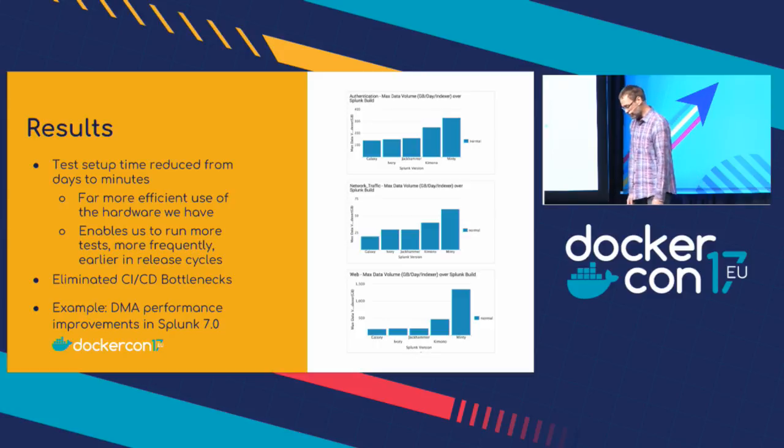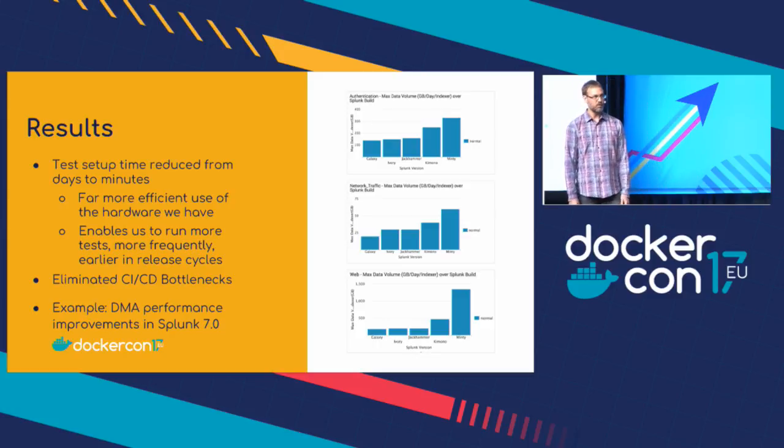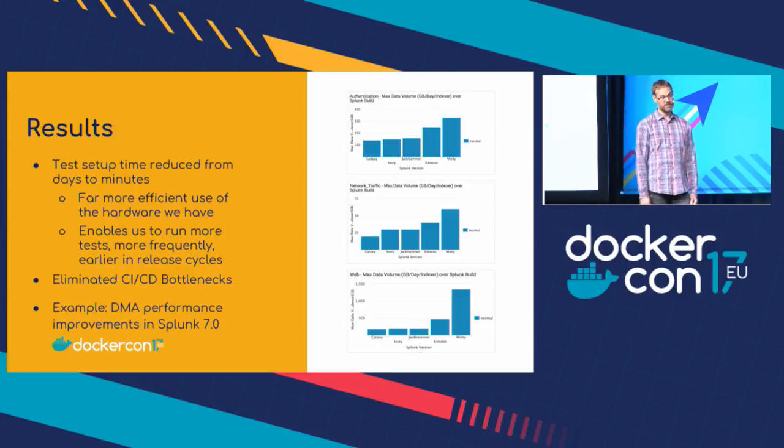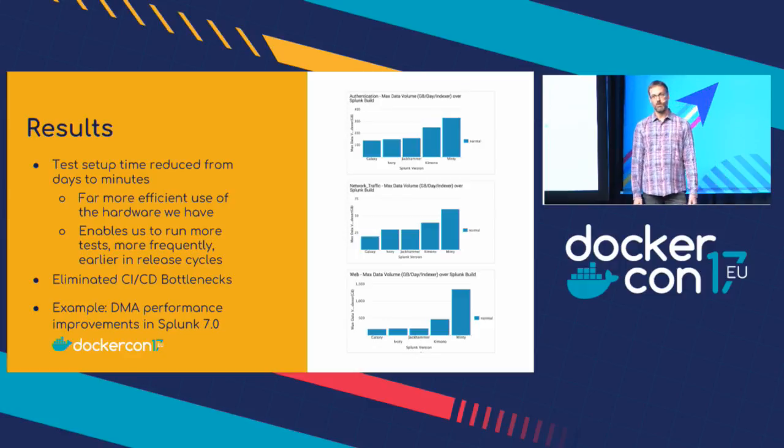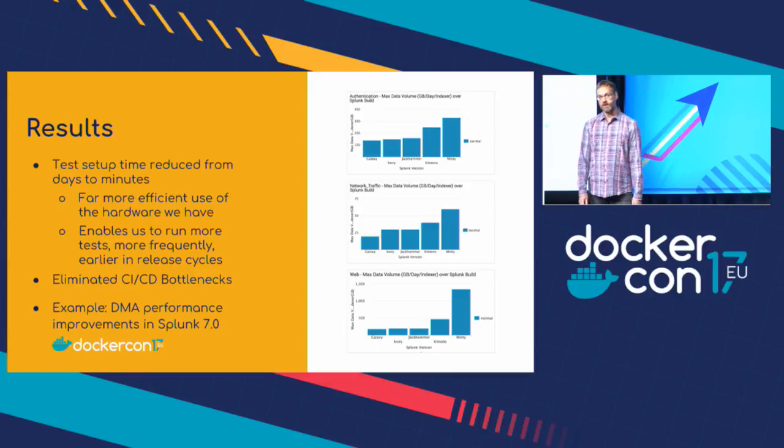At Splunk, we've managed to reduce the time that it takes us to set up large-scale performance tests from days down to minutes. We're making more efficient use of the hardware we have. We're running more tests more frequently, earlier in our release cycle, and that yields higher quality releases. The agentless architecture that we've come up with using Jenkins enables us to eliminate our CI/CD bottlenecks. And recently, Splunk 7 introduced a bunch of great new performance improvements, including about a 50% improvement in the performance of our data model acceleration feature. To test this and update our sizing guide, we ran hundreds of tests within the span of less than 2 weeks. And this kind of testing wasn't even possible for us to do before.